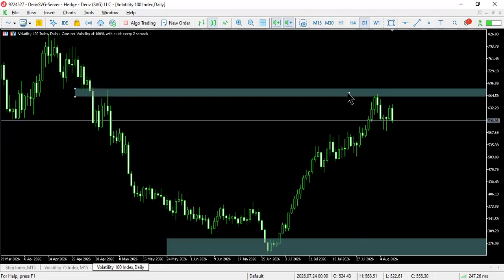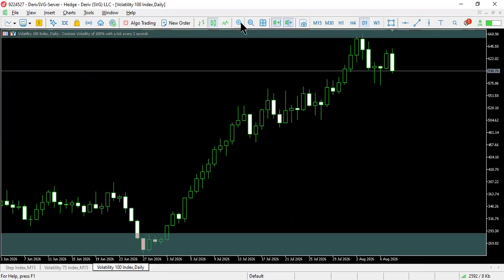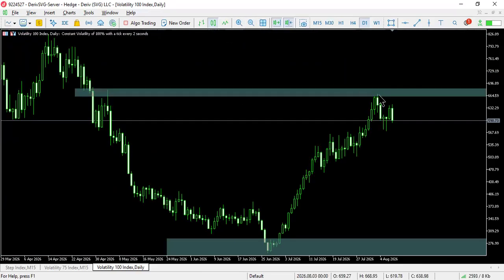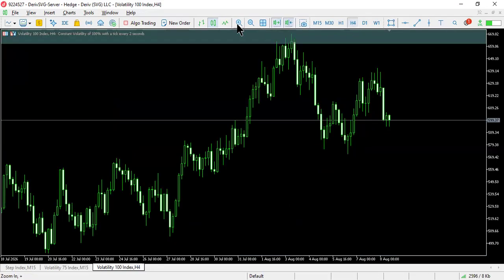From the daily time frame, price is pushing from that supply. However, I cannot see a break of structure from the daily time frame. Therefore, I'm just going ahead to the 4 hours where the price action or the levels are much clearer.